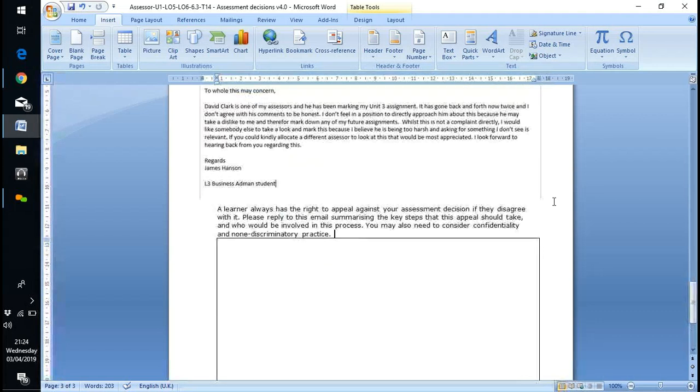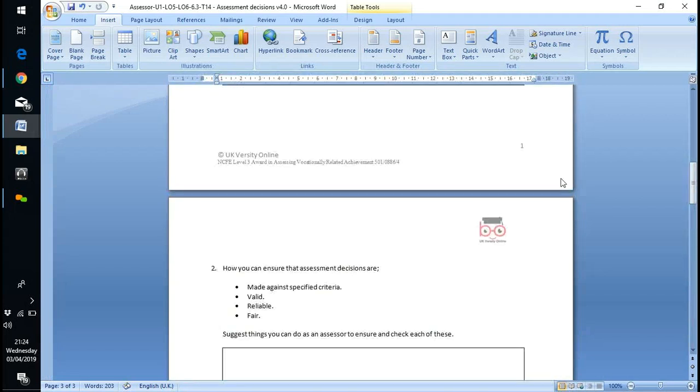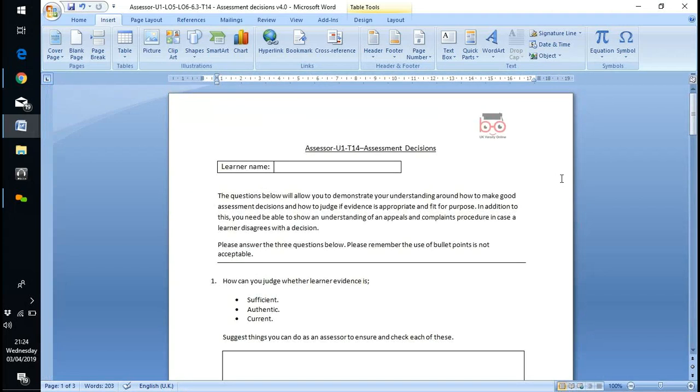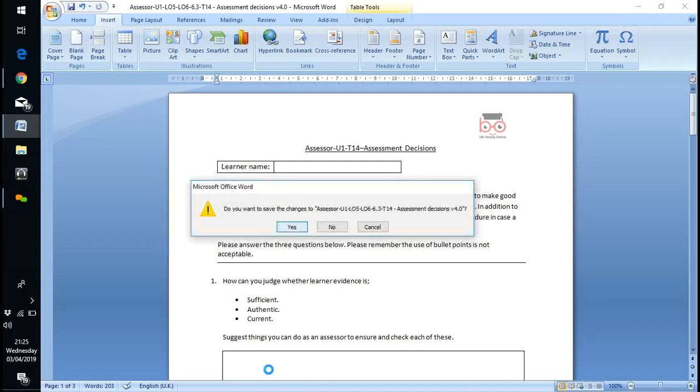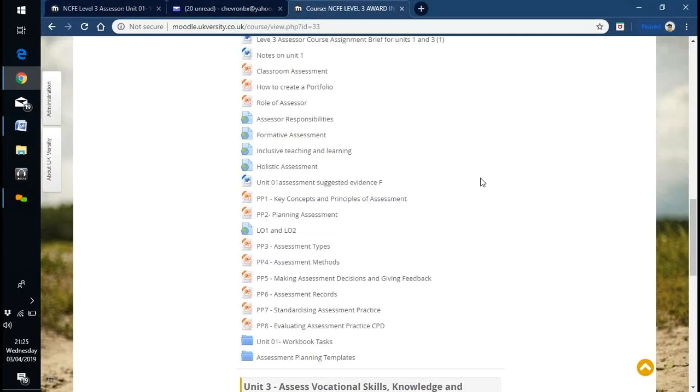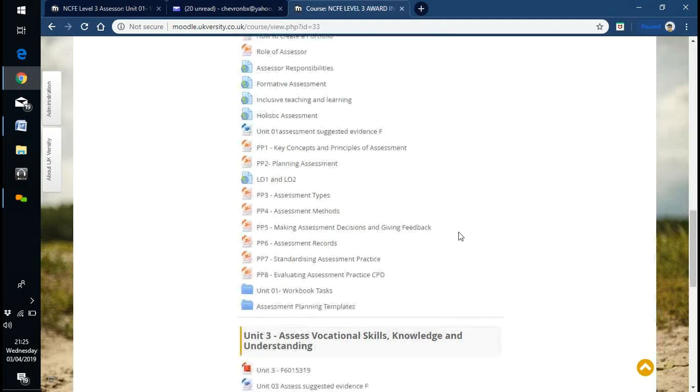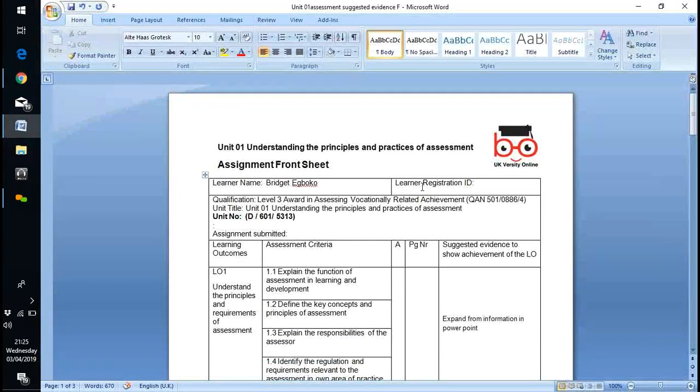Okay. Yeah, and that's the last one. So, sorry, that's the next one. So, that's U1 T14. Should close that, right? Yes, I do, because I've changed that now. So, you've got PowerPoint 6 on assessment records and making assessments and giving decisions and giving feedback. And standardising assessment practice is for the next one. I'm going to go back to my little sheet.